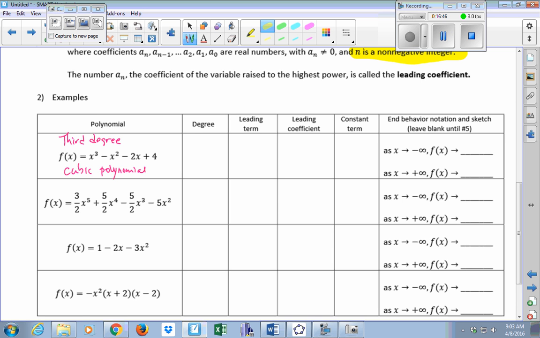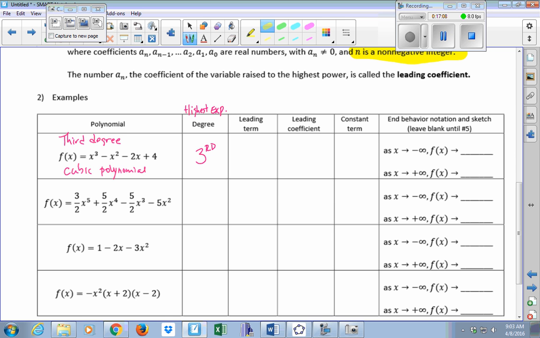All right, so the degree of a polynomial, regardless of the order that each of these terms are in, is the highest exponent you see. It's the highest exponent. So this is what we call a third degree.